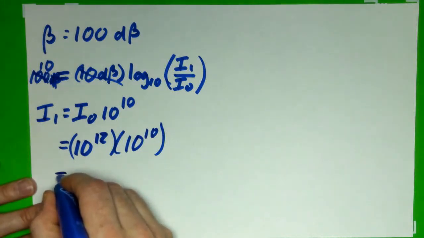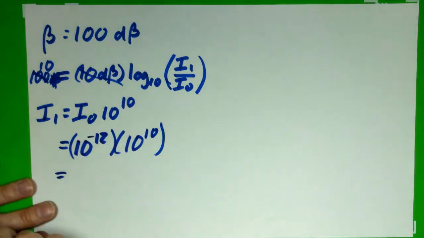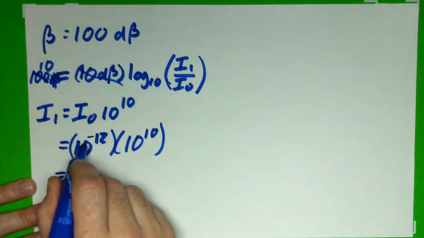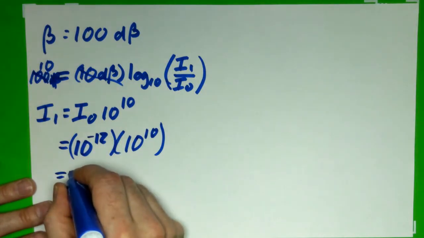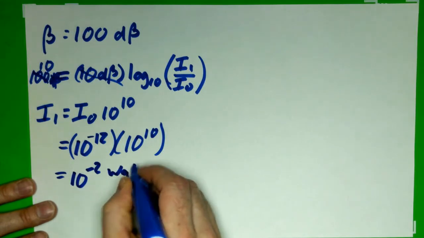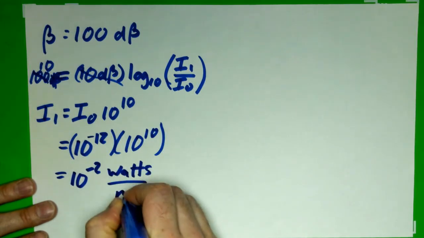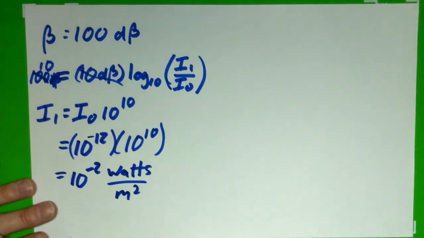Oh sorry, this is 10 to the negative 12. Apologize, it's really small. So we add the exponents together, and negative 12 plus 10 is negative 2. So this is 10 to the negative 2 watts per meter squared. So I found the intensity of one snowblower.